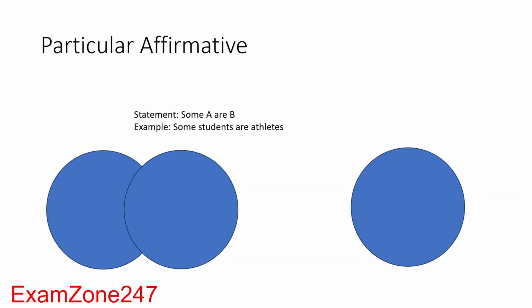Okay. Now let us look at the particular affirmative statements. Let me tell you, particular affirmative statements are uncertain statements. That means it will always give you more than one diagram, that is more than one possibility, as you can see here. Now let us see with the statement some A are B.